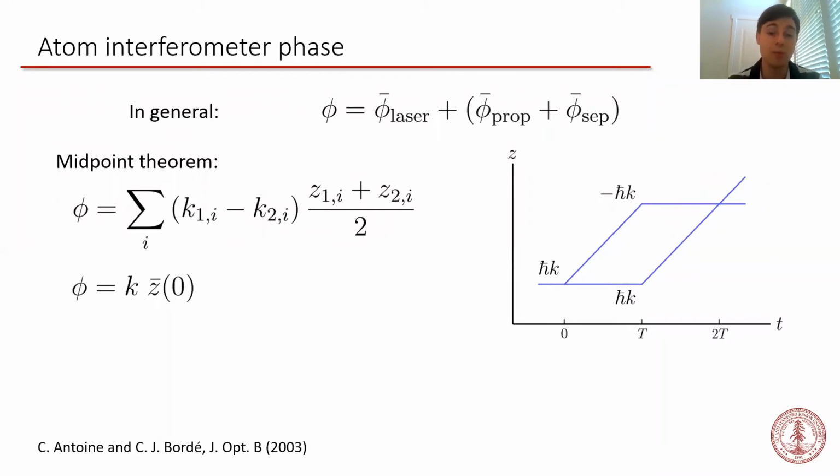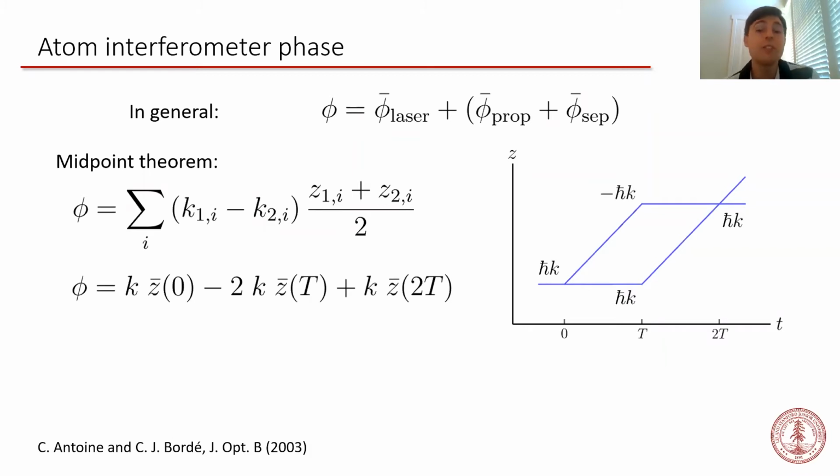So the momentum difference from that pulse is negative 2 h bar k. This gives us the second term, negative 2k times the midpoint position at time t. The final beam splitter is the same as the first one, so it gives us k times the midpoint position of the atoms at time 2t. And adding them up, we have calculated the atom interferometer phase, which, just as a reminder, controls how many atoms will end up in each of the two output ports.